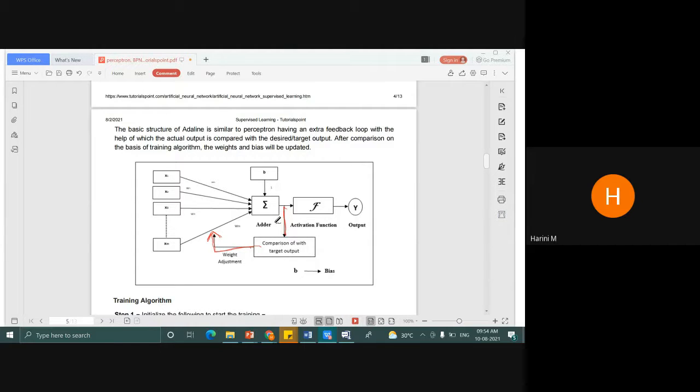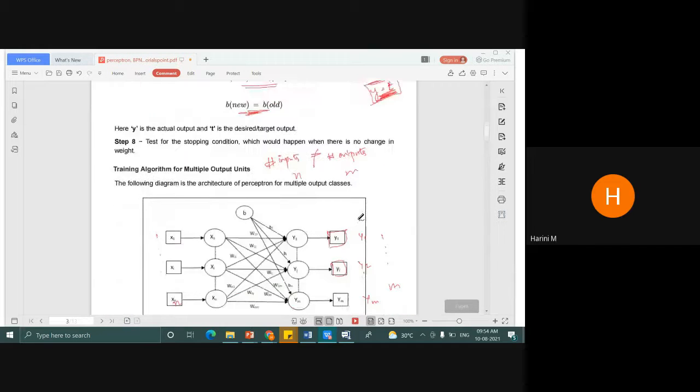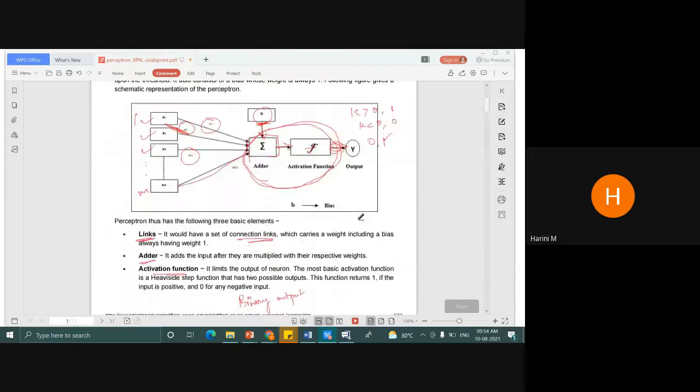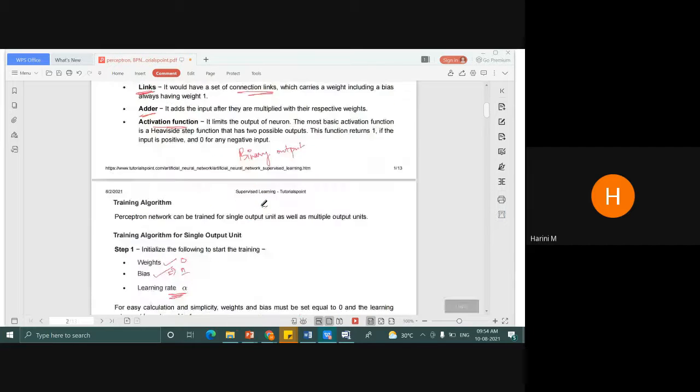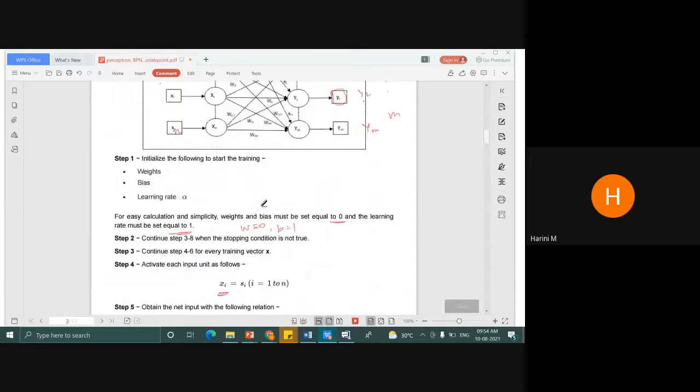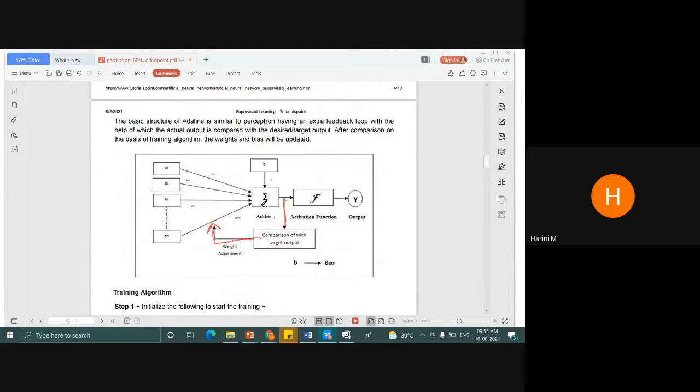This is the adder. I'll just go to the perceptron architecture, so it will be very clear for you to compare. Look at this diagram. All you have is inputs, adder, activation function, output. See this? Same perceptron architecture. The only additional part that we have is the back propagation part in case of Adalin. Perceptron plus back propagation gives you this Adalin structure.